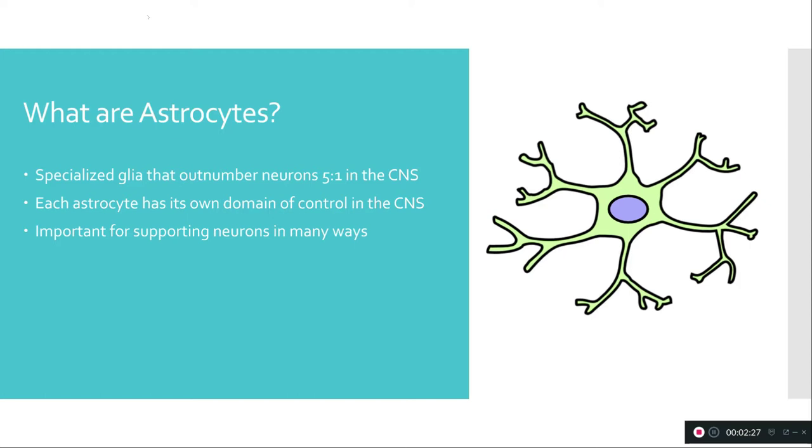Astrocytes do play a role in the blood-brain barrier. Without astrocytes, neurons wouldn't be able to consume glucose as well, and we would be prone to more infections and things like that. So astrocytes are super important. We're going to dive into some of those topics in this video.